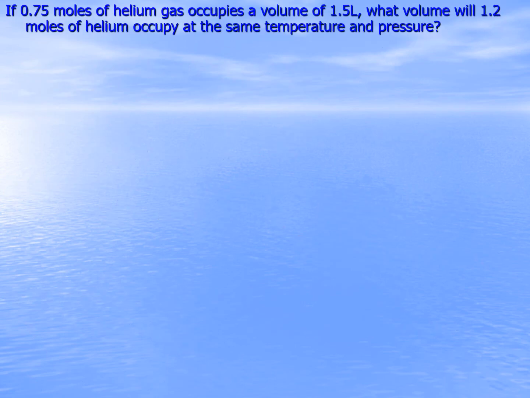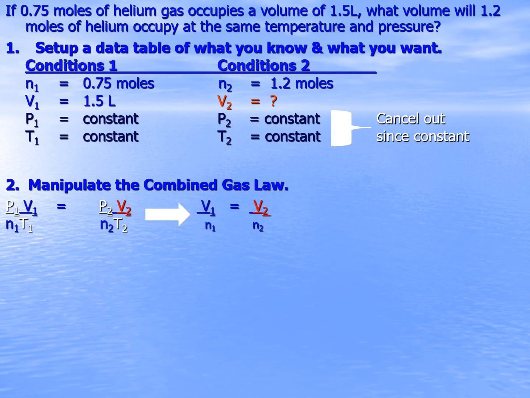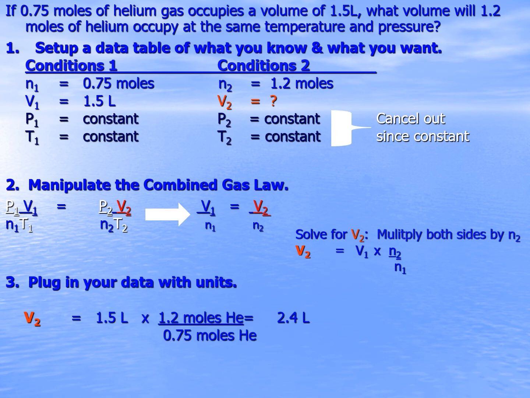0.75 moles, volume 1.5 liters. What volume will 1.2 moles occupy at the same temperature and pressure? This is going to be Avogadro's law, V1 over N1 equals V2 over N2. Because pressure and temperature are going to be left out because they're constant. Solve for the unknown, V2. Plug in the numbers we know. And cancel units. 2 sig figs on everything, so 2.4 liters.